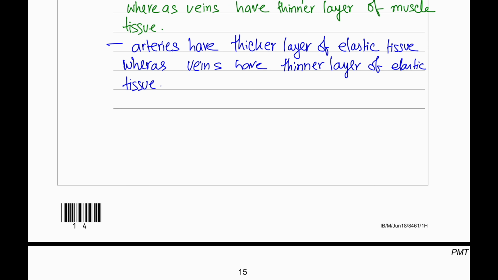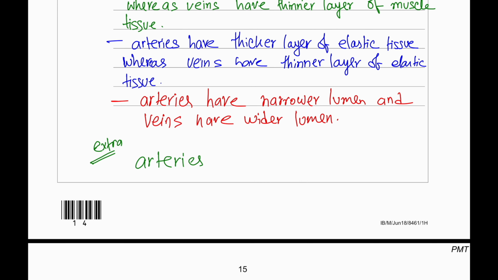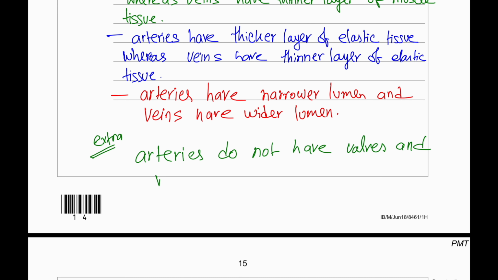Now, we have to compare the structure of an artery and the structure of a vein, so we need to write in terms of comparison, and only 3 points are needed to get the marks. However, I will give you 4 points. You can choose between them.